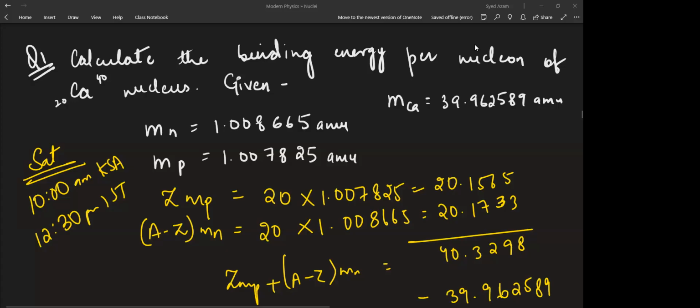Yes, the properties of nuclear forces, just do that.